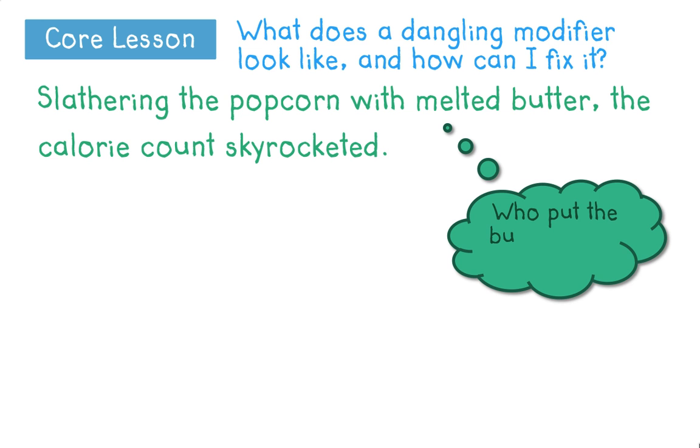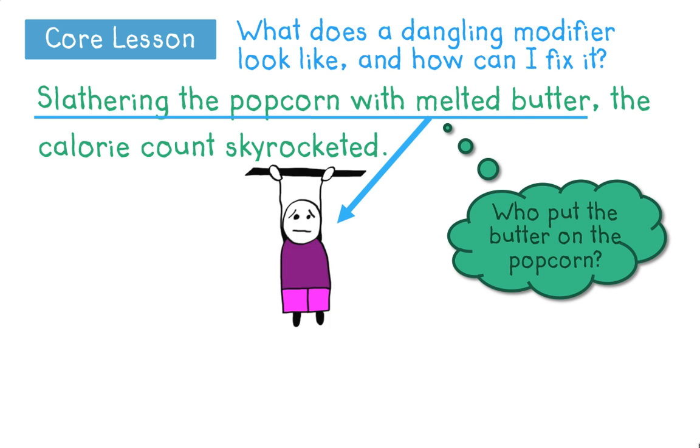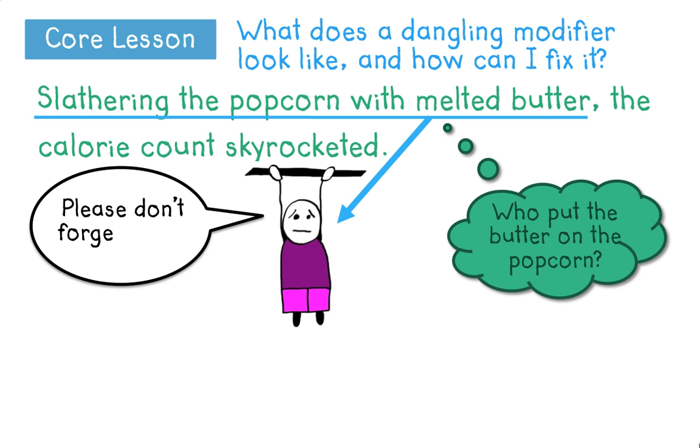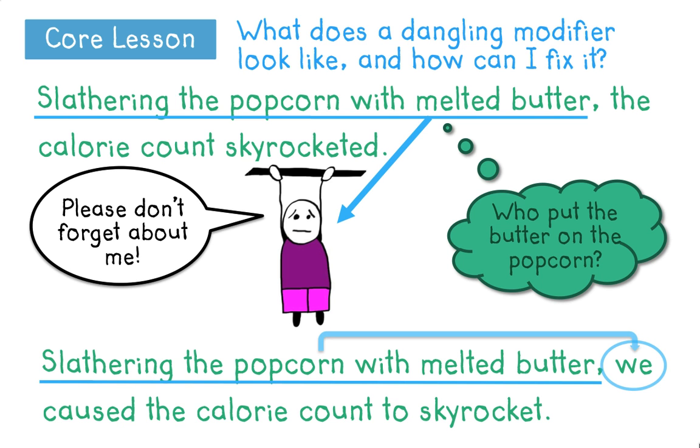First of all, you probably asked yourself the question, who put the butter on the popcorn exactly? The participial phrase slathering the popcorn with melted butter doesn't describe a noun or a pronoun in the sentence like it should. It is hanging out on a line all by itself without a destination. Your next step was to add a target word. Here is the sentence I came up with. Slathering the popcorn with melted butter, we caused the calorie count to skyrocket. I added the target we and the verb caused. I also changed the form of the verb skyrocket and rearranged the rest of the words so that the modifier comes right before its target. You probably wrote down a sentence that was quite similar.